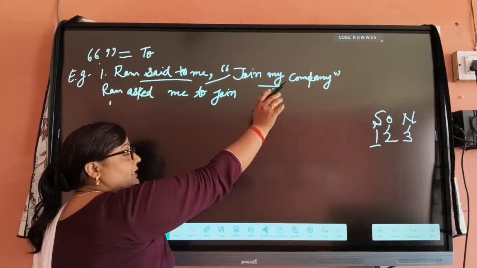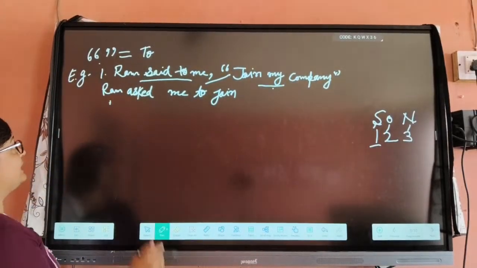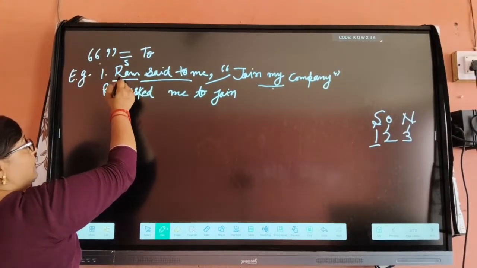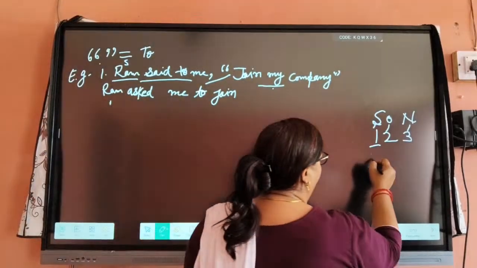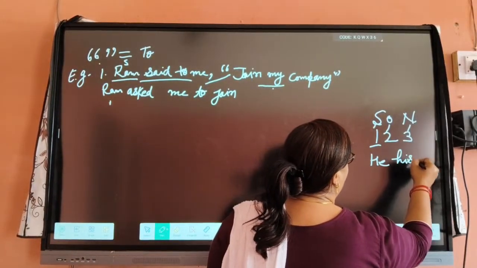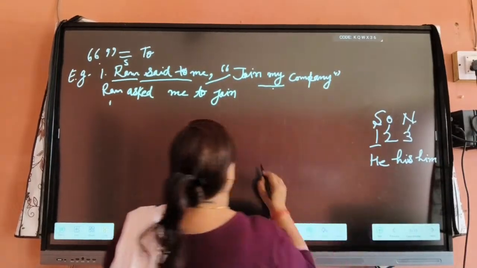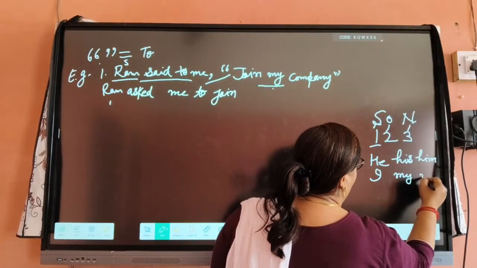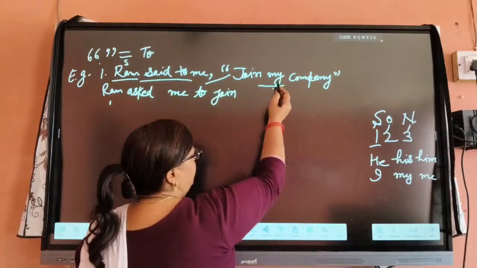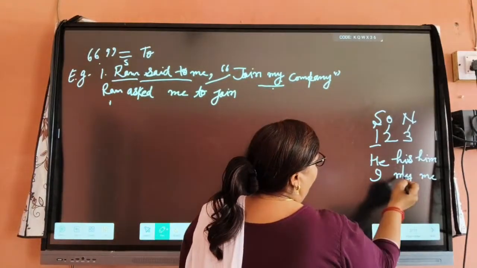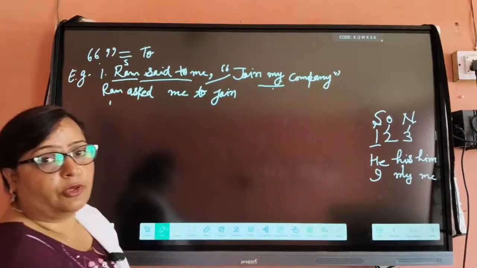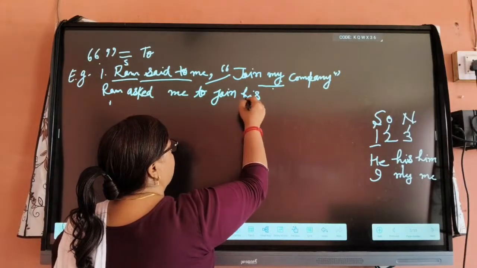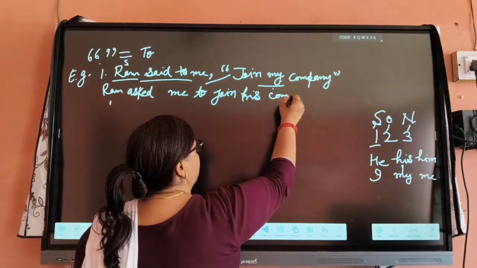Here is my, which is first person. And first person will change according to our Ram because this is the subject of our reporting verb. Ram is he. Now we will write he, his, him. And how will we change my? We will write the three forms of I: I, my, and me. Now in place of my we have to use his, because we have to change our person. So: to join his company.